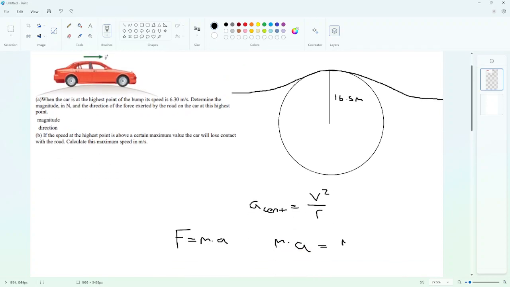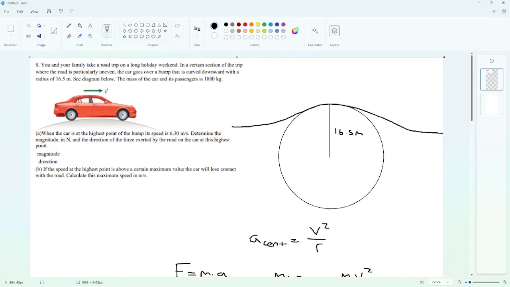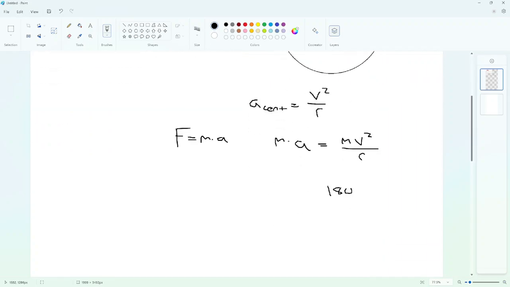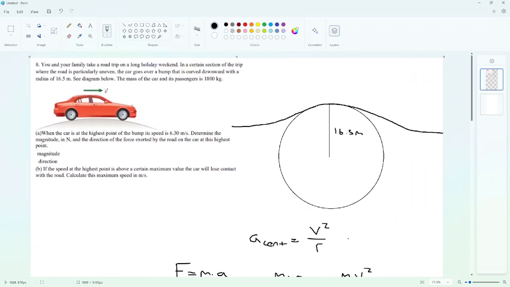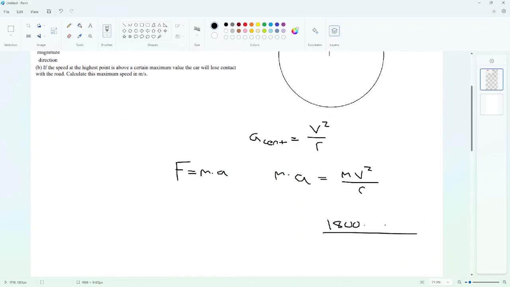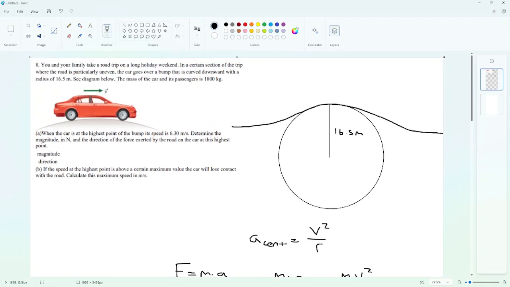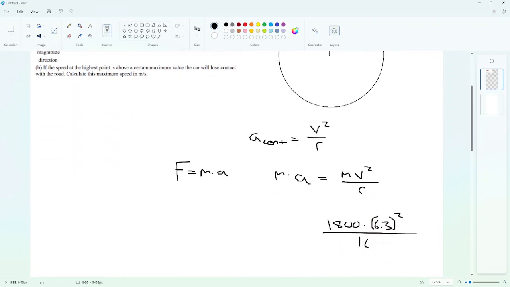So our final formula is going to be mass times velocity squared divided by r, which is going to be equal to 1800 times 6.3 squared divided by the radius, which is 16.5. This produces a final answer of 4,329.82 newtons.